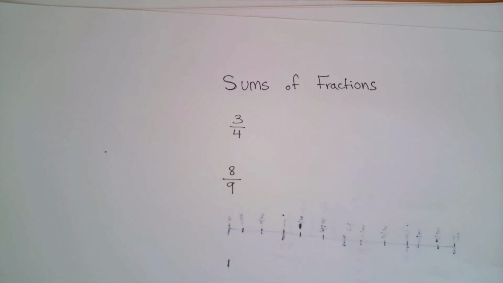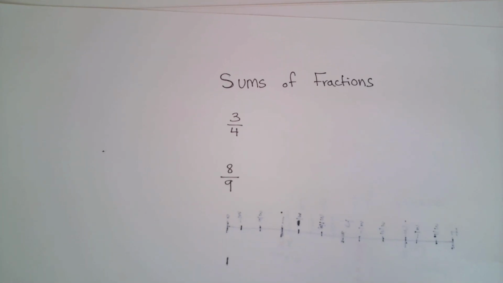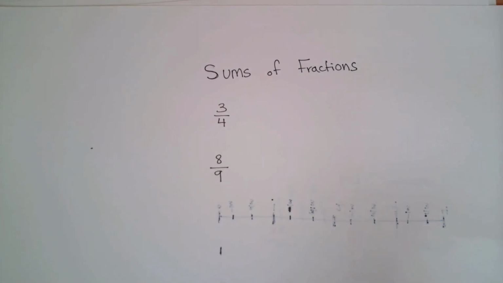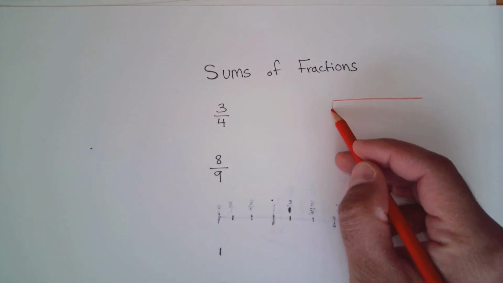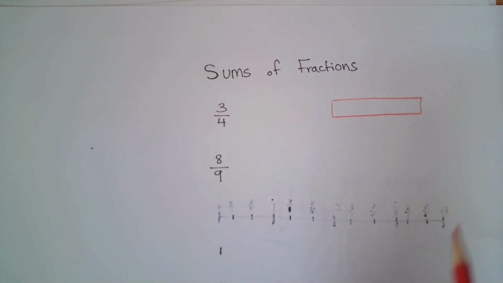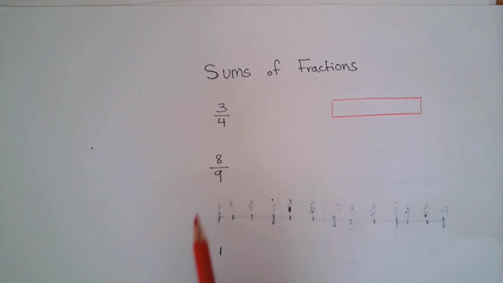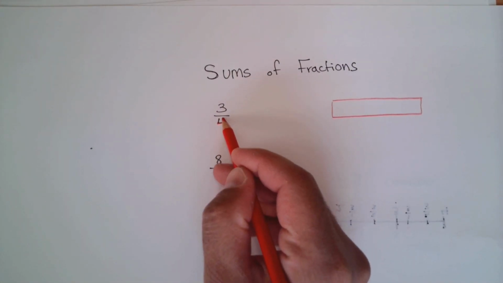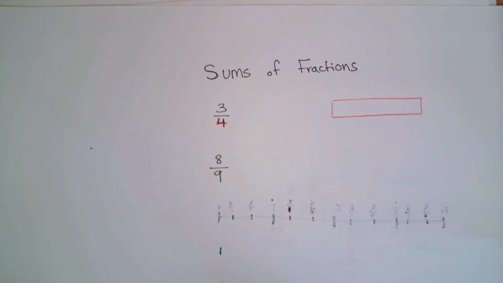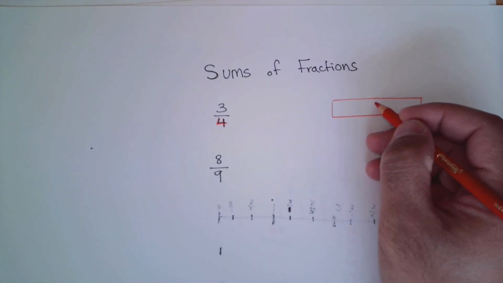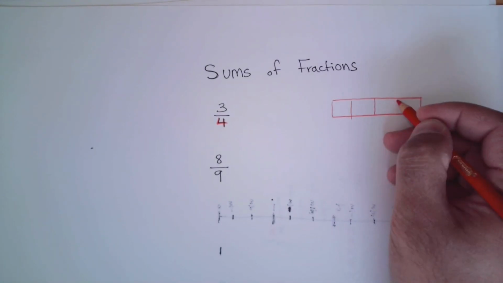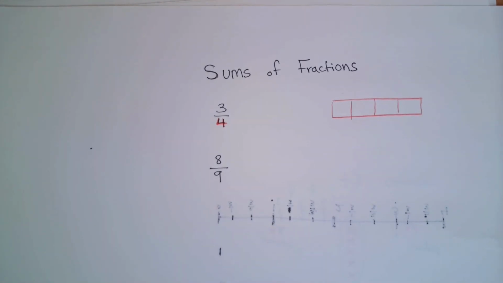How do we add fractions? So remember, fourth graders, that fractions belong to a whole. Okay, so here is our whole, and we look at the denominator to tell us how many parts make up a whole. So in this case, we have four parts make up a whole. So we make four parts.